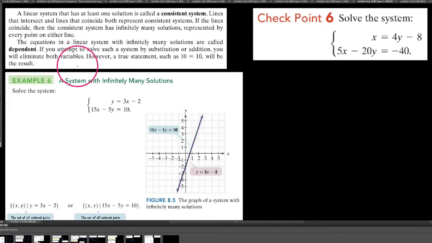So if we attempt to solve such a system by substitution or addition, you will eliminate both variables, something we saw happen in the no solutions case, but what we end up with is a true statement like 10 is 10 or 0 is 0. Different from our last case, where all of our variables eliminated but we ended up with a false statement, we're going to end up with a true statement here.